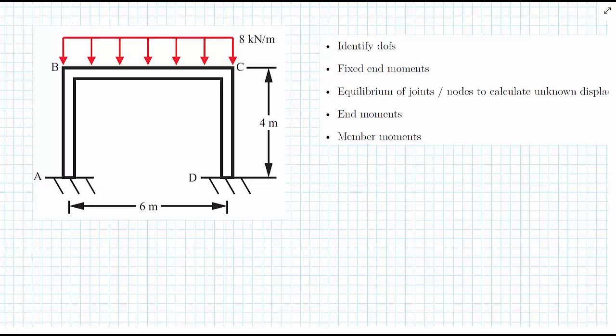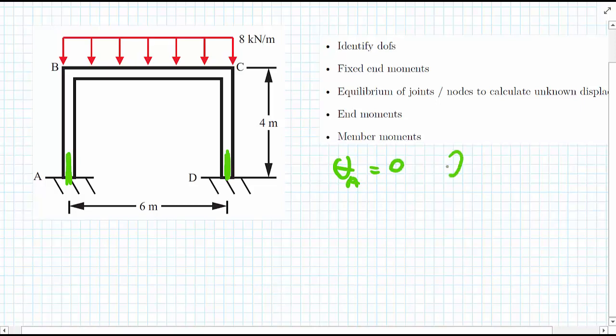So part of the procedure, first of all, is to identify which degrees of freedom we have in the system. We have a look at the support conditions, and we recognize straight away that the rotation at A, theta A, must be equal to 0. The rotation theta D must be equal to 0. So theta A equals 0, theta D equals 0, and we know it's a no sway frame, so any deltas, so relative displacements, must be equal to 0.